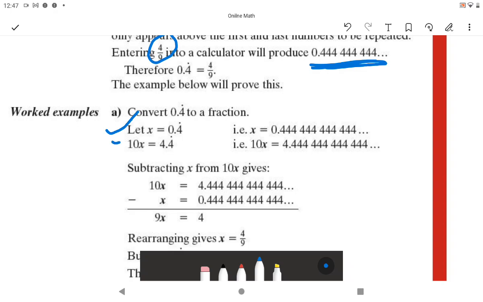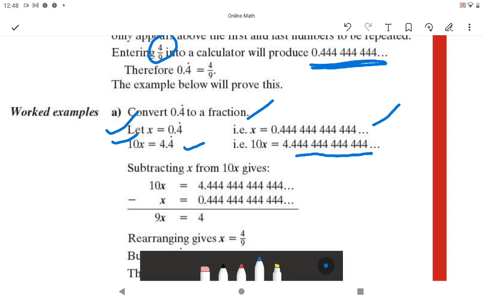And that gives us 10x equals 4.4. Remember, the dot is still on 4. So this simply means x, and because this is 0.4 dot, it means this as well. 10x is the same as saying 10x equals 4.4444. That means if you multiply 10 times 0.4, you will get 4.4, and it means the 4 is being repeated, so we have all these.